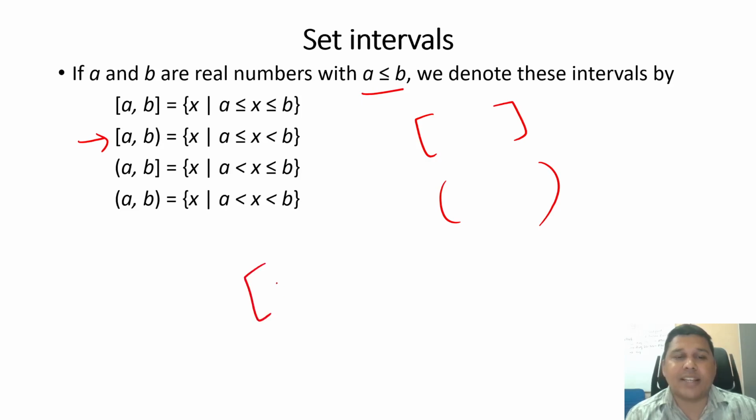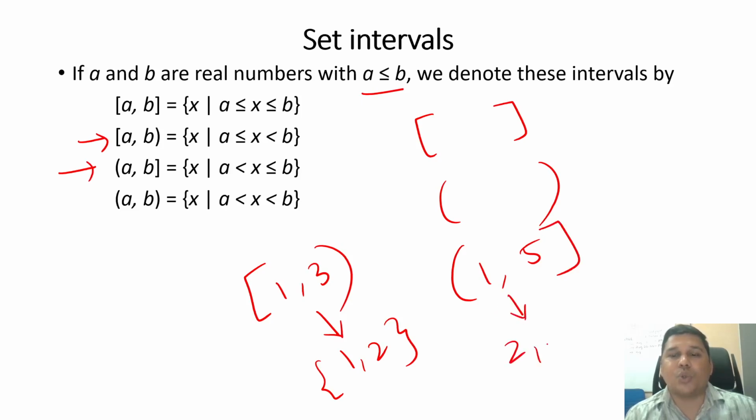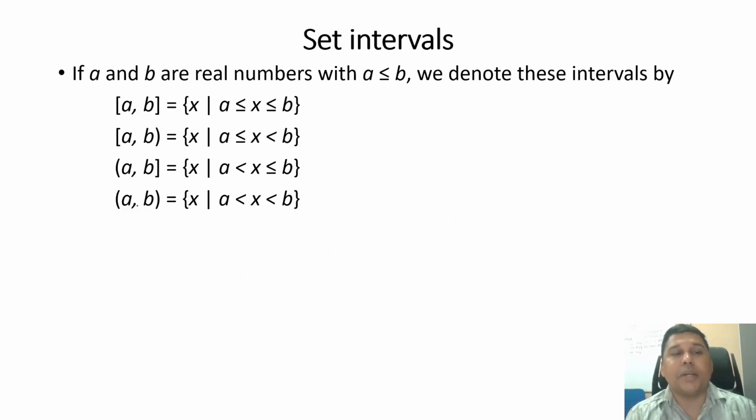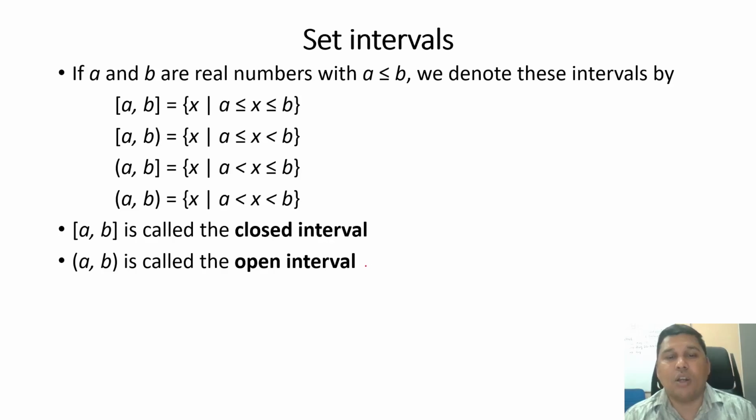For example, if I write the set as [1, 3), it means the elements in the set are only 1 and 2. 3 is not included. In the third one, A is round and B is closed. So if I write (1, 5], this set has elements 2, 3, 4 and 5. 1 is not included, but 5 is included. And the last one, both round, means all the elements between A and B other than A and B themselves. Square brackets [A, B] is called a closed interval, whereas round brackets (A, B) is called an open interval.